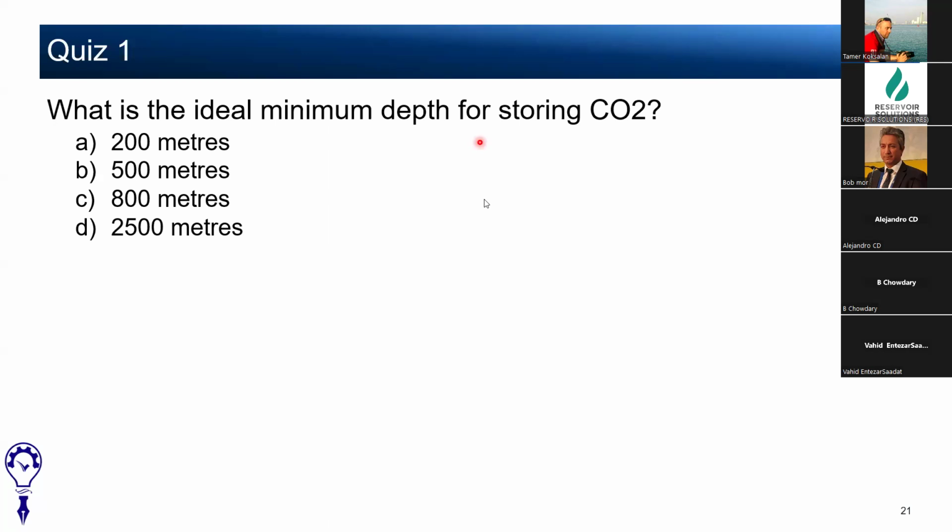What do you think? What is the ideal minimum depth for storing CO2? 200 meter, 500 meter, 800 meter, or 2,500 meter? I will appreciate if you can answer in the chat box.